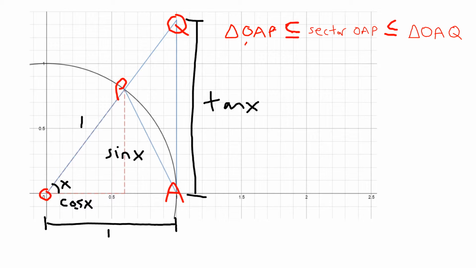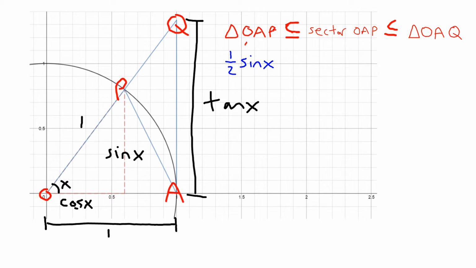Okay, so the area of the triangle OAP, well, this is a triangle, so the area should be 1/2 base times height. Right? And the base of this triangle has length 1. The height is sine of x. So this means that the area of this triangle is going to be 1/2 times sine of x.